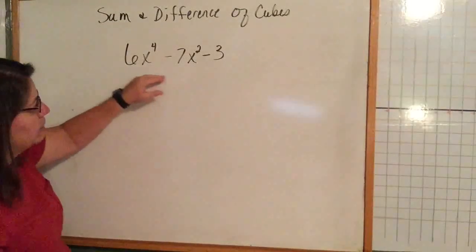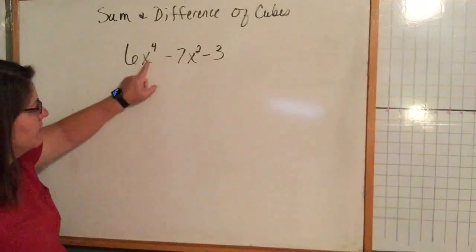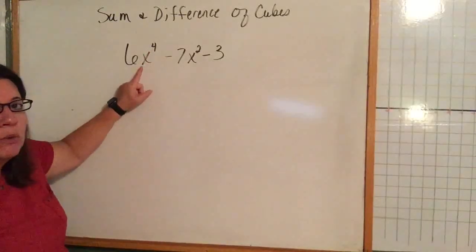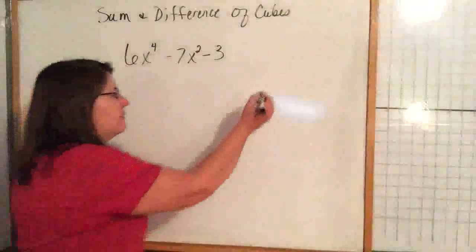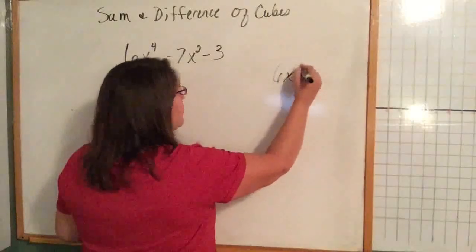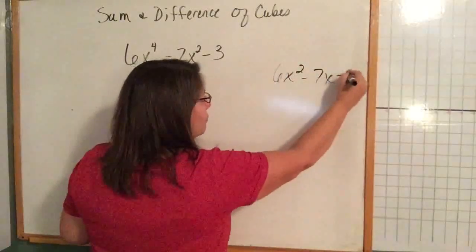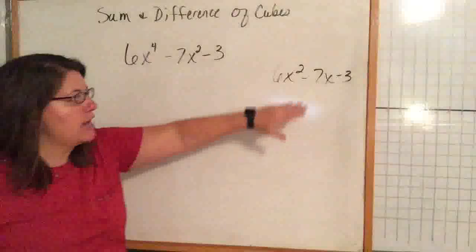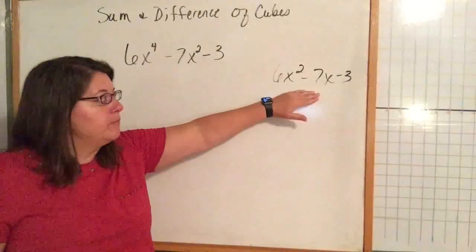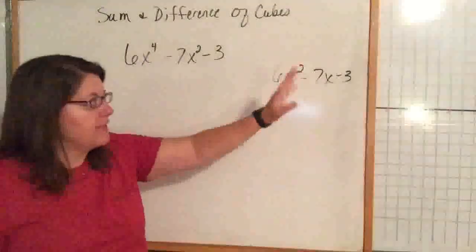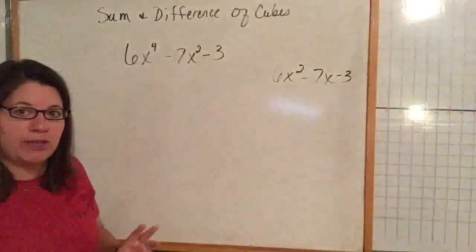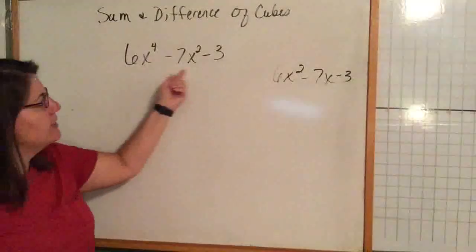If I were to factor this one, hopefully you're noticing this says x to the fourth. And normally when we have a problem like this, it would be something like this, 6x squared minus 7x minus 3. And we would factor that trinomial using, or 6 times 3 is 18, factors of 18 that subtract to give you 7, okay? This one really isn't any different.